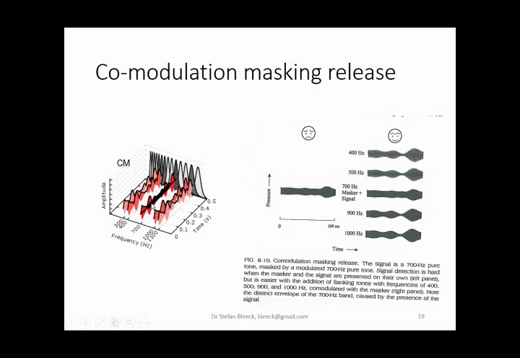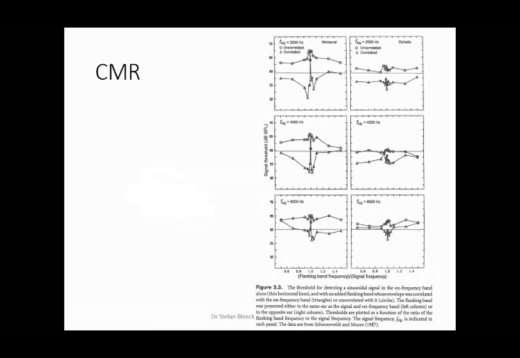So here's the other way of showing it. You've got the little target in here, which is this black arrow, and the red one is the masker, which is much louder than the target, so you wouldn't hear it. But if you put all of these, they're called flanking bands also, because they flank it here and they flank it there, and you put all of them together, you then get a release. Here's some original data, CMR, co-modulation masking release, so it's the same word.